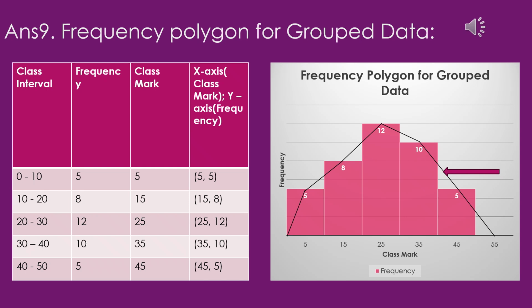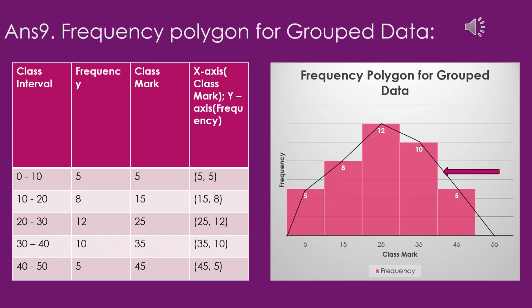Now in answer 9, we will have to find the frequency polygon for grouped data. We know that for grouped data, we always require the class mark or the class midpoint. The class intervals given here are 0 to 10, 10 to 20, 20 to 30, 30 to 40, 40 to 50. For this, we have to find the class mark or midpoint: for 0 to 10 it is 5, 10 to 20 is 15, 20 to 30 is 25, 30 to 40 is 35, 40 to 50 is 45.